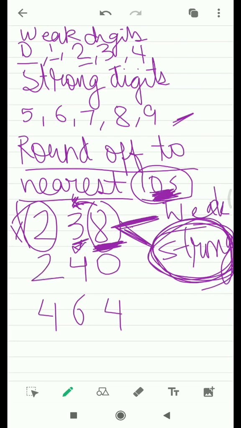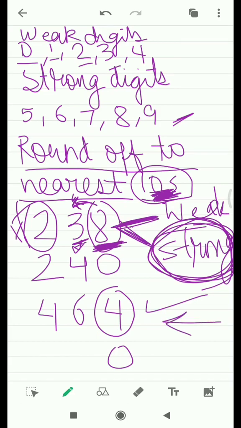Now we have the next number, this one. Again, this is round off to nearest tens. So we want only 1 zero. So we'll make this digit equal to 0. This 4 will become 0. Always start from the right side, from the one's place. Okay? This 4 will become 0.